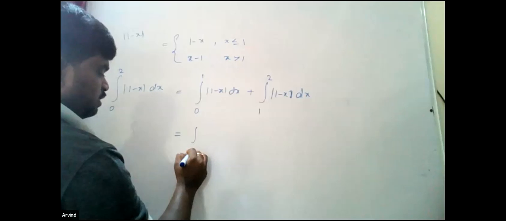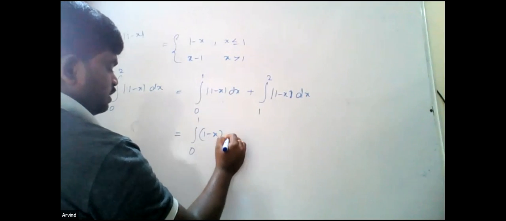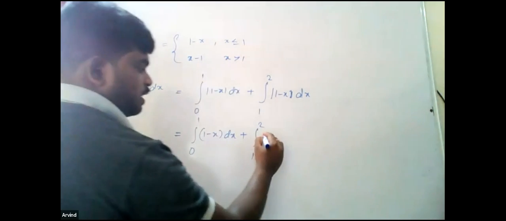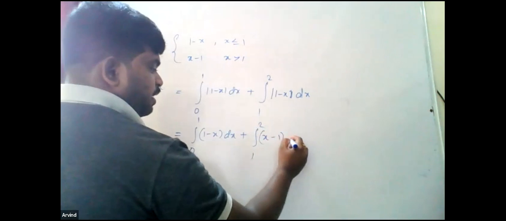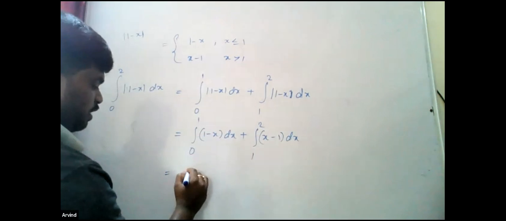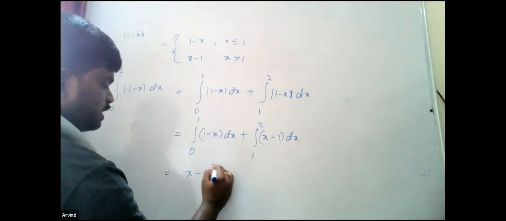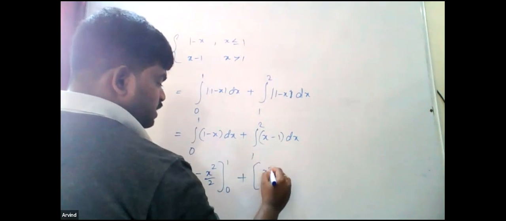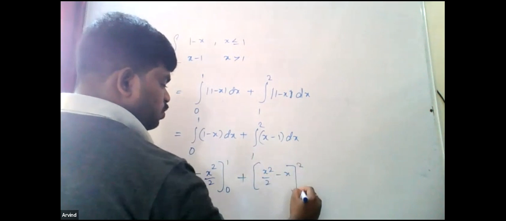I have split it. So in the interval 0 to 1, where x is less than or equal to 1, it becomes 1 minus x. So integral 0 to 1 becomes 1 minus x dx, plus, for 1 to 2, where x is greater than 1, it becomes x minus 1. So in this interval it will become x minus 1 dx. Now we have to integrate it. That's it. Integration of 1 is x, minus integration of x is x square by 2. So the limit will be 0 to 1. Plus integration of x is x square by 2, minus x. This is from 1 to 2.